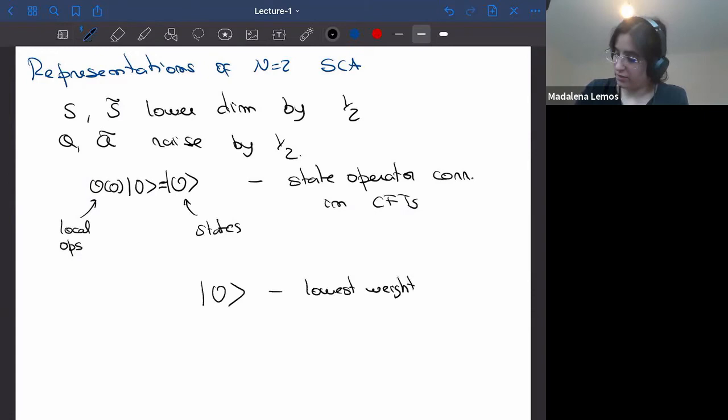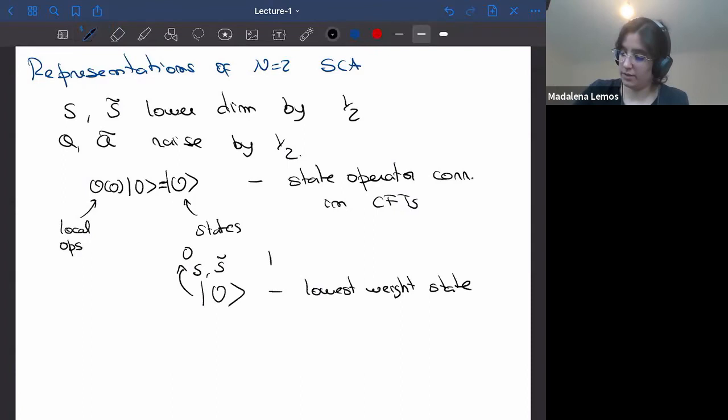I like to call them lowest weight state. That is killed by the conformal supercharges, by the S's, the ones that lower the dimension. And because K is proportional to... so K, let me even write it all out.